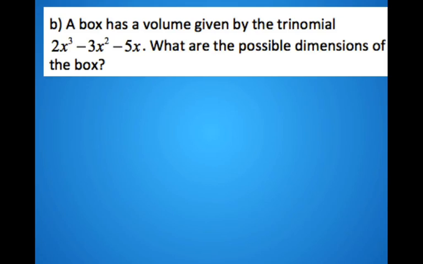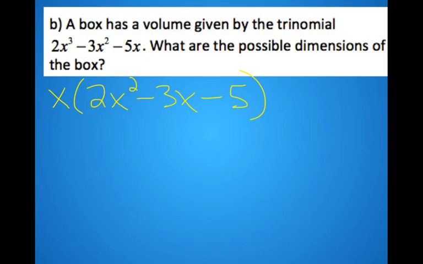Let me do this box one actually. So a box has volume given by the trinomial. What are the possible dimensions of the box? So what we can do is factor it. So let's see what they have in common. So we can take out an x, and then that would leave us with 2x squared minus 3x minus 5.